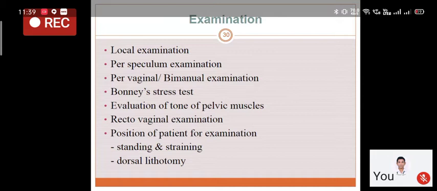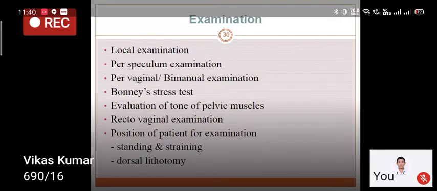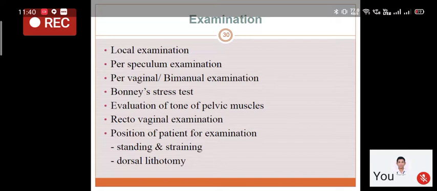your operation will become successful. And how do you assess stress urinary incontinence? If you ask the patient to lie down with a full bladder and ask her to cough, and there is evident leakage of urine, then the patient is having stress urinary incontinence. And the Bonney stress test, where you apply pressure on the periurethral region with your two fingers, is basically to assess whether, if you treat this stress urinary incontinence surgically, it will be effective or not.